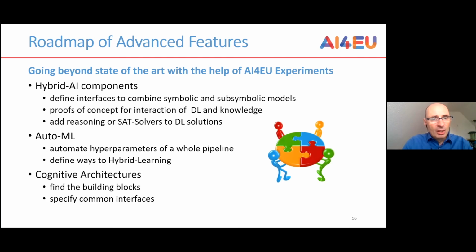We can also add reasoning and SAT solvers and deep learning solutions to bring them together and go to the next level. We can have AutoML for a whole pipeline and define ways for hybrid learning, which is also very interesting. And then the next step would be to define cognitive architectures. So adding planning and reasoning to deep learning and language-based models will be very, very interesting. And I think we are on a good way. We have the possibilities with Eclipse Graphene and AI for Experiments now at hand.